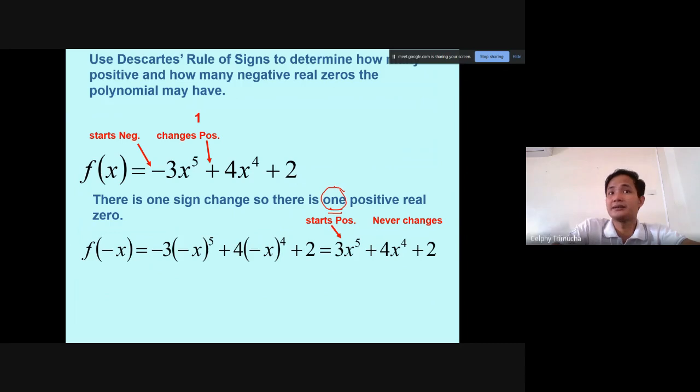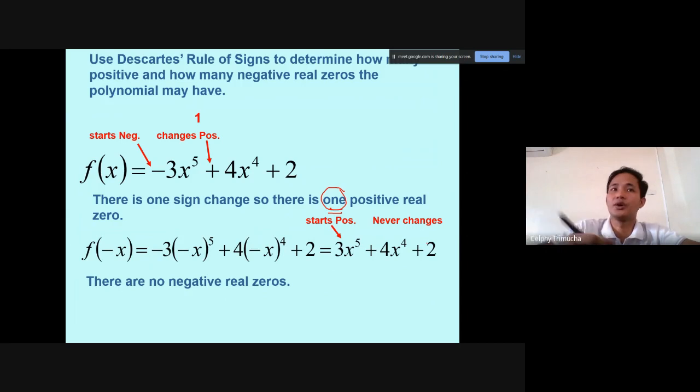So next, we substitute negative for our x. So we will come up with 3x to the fifth plus 4x to the fourth plus 2. So this time, we see no change. That means there is no negative real zero.